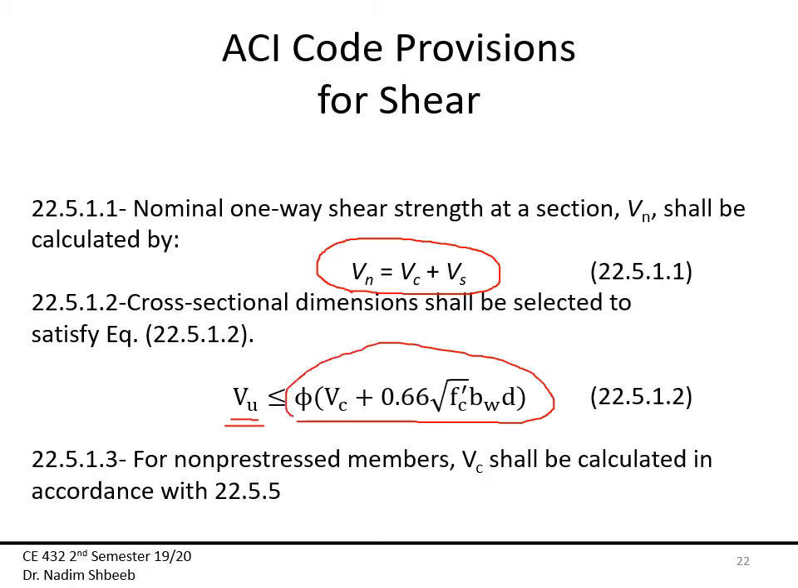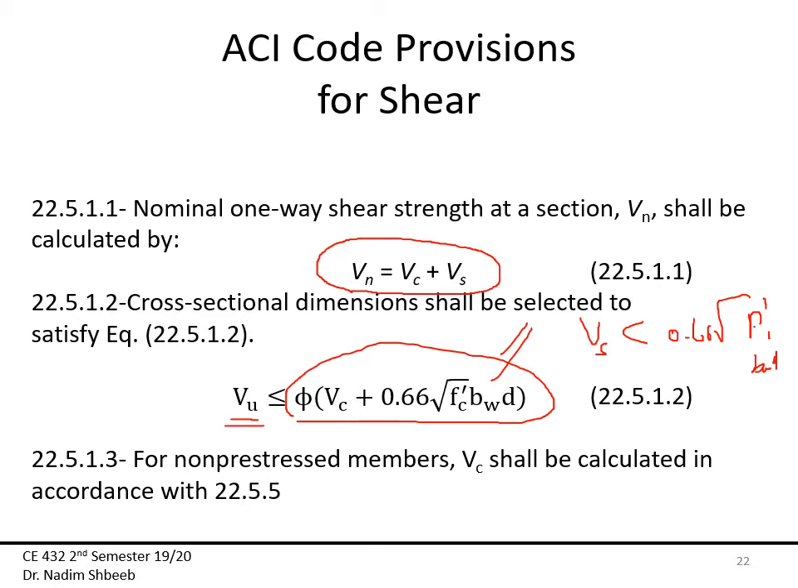Now, under no circumstances should my V ultimate be more than this. Basically, what I'm telling you here is I'm putting a cap on Vs, which means my Vs should never exceed 0.66 square root f'c b web d. So this is the maximum Vs can handle. If we somehow violate that, we fix it either by increasing f'c, or increasing b web, or increasing d.